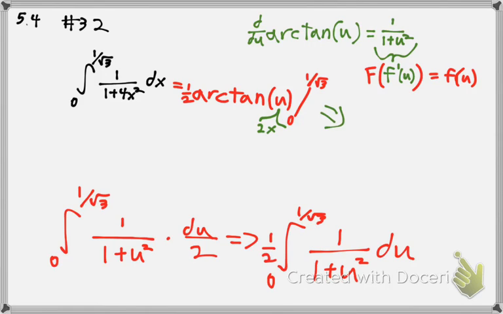So now we have, in a different color so this does not look like a Christmas tree, 1/2 arctan of 2 over root 3 minus 1/2 arctan of 0. And this is all equal to 0.